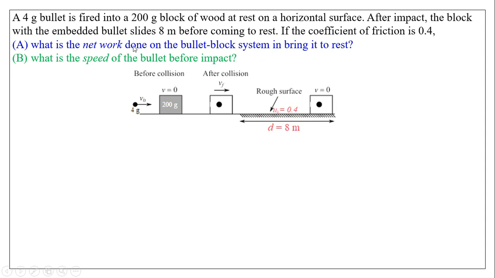Part A wants us to find the net work done on the bullet block system and bring it to a stop. And part B here says what is the speed of the bullet before impact.